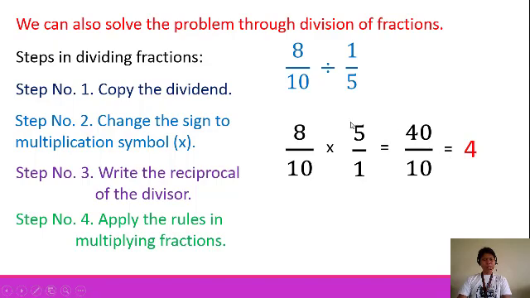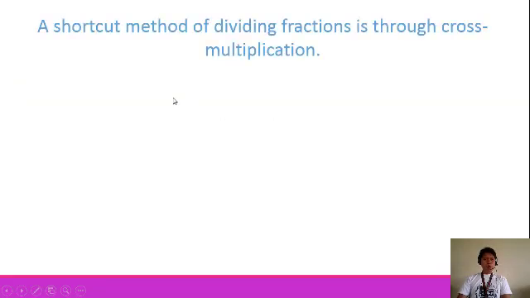Therefore, we got the same answer as what you have watched in our first solution. We have 4 equal parts and the same. Okay? Or we can apply also a shortcut method of dividing fractions through cross multiplication. So this is another way of dividing fractions.